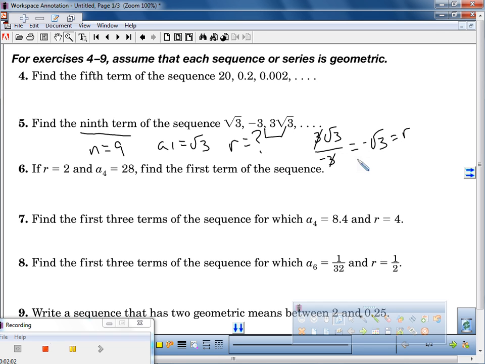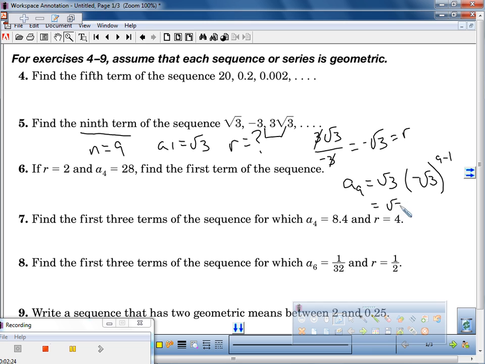Okay, now to solve for the ninth term, a sub 9 is equal to a1, which is the square root of 3, times r, which is negative square root of 3, and we're taking that to the n minus 1 power. n was 9, so it's going to be 9 minus 1.